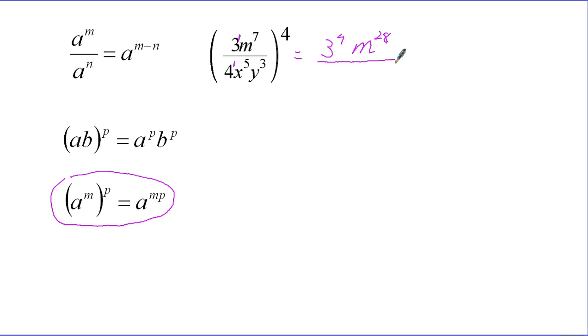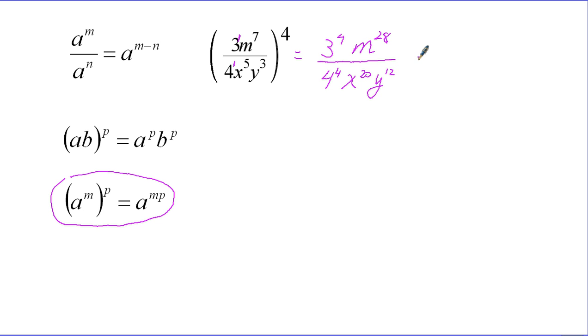On the bottom of the fraction, this fourth power still applies to everything on the bottom. So it's still the power of power rule. So exponent times exponent, the power of 4 on the bottom is the fourth power. Simply that's 1 times a 4. The power of x on the bottom is x to the 20th power, and that would be 5 times 4. And then the power of y on the bottom is the 12th power. 3 times 4 is 12.